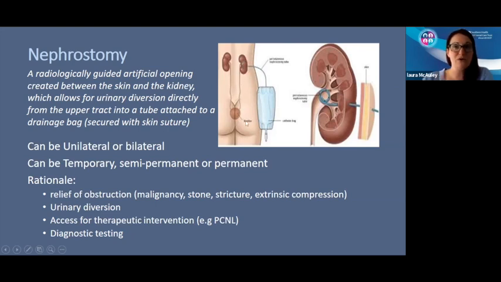So this can be a first stage to try and create the tract to make that surgery more successful. Or it may be diagnostic testing, so trying to get biopsies or samples from the renal tract itself.